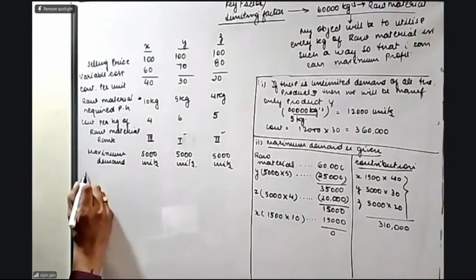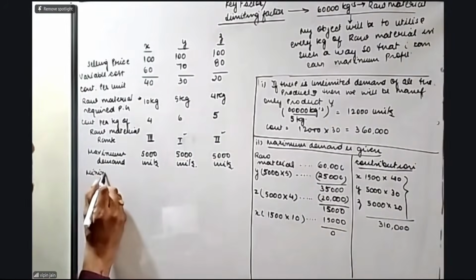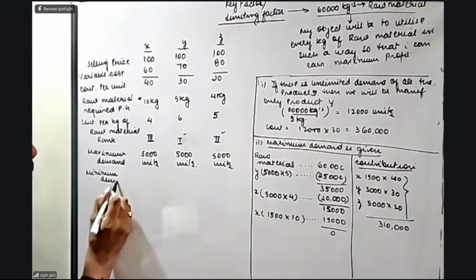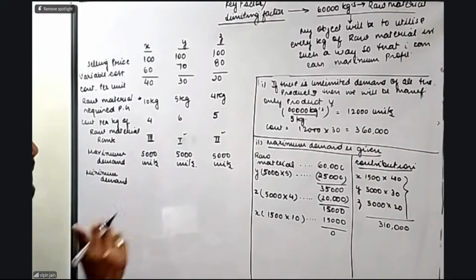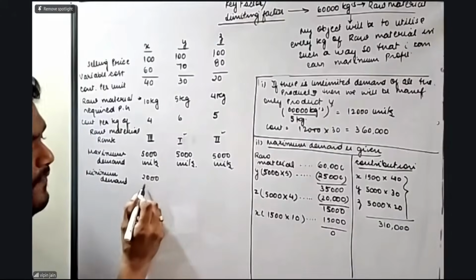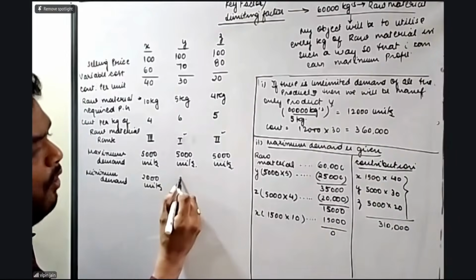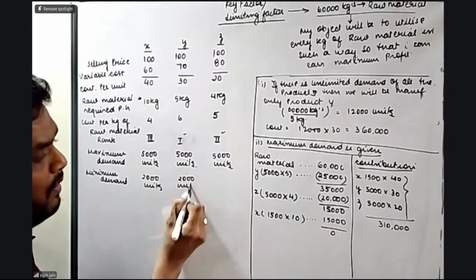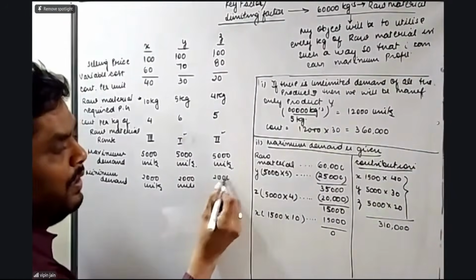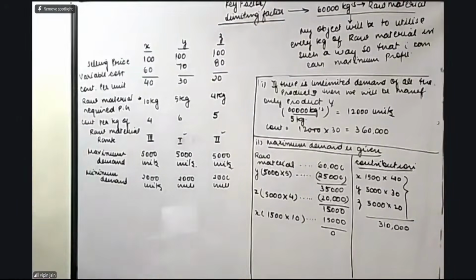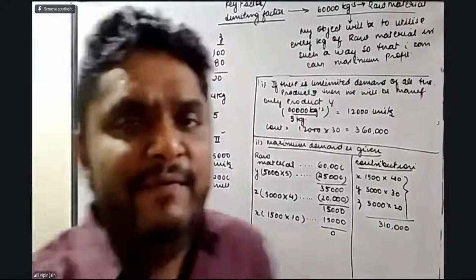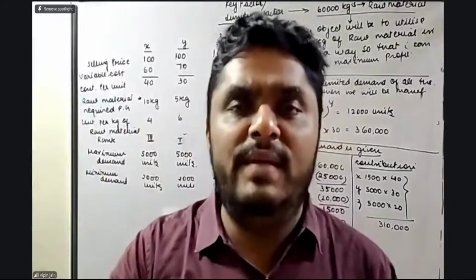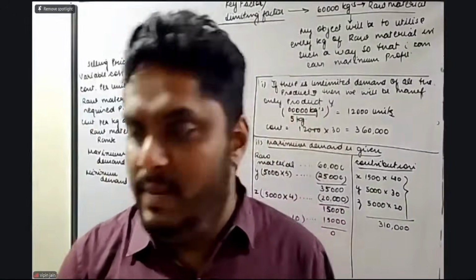Now, let's say one more situation wherein minimum demand is given. That is, we have to manufacture 2,000 units of a particular product. This is the constraint given in the question: the maximum demand is 5,000, however, there is a minimum demand also of 2,000 units. It means for every product, we have to manufacture a minimum of 2,000 units to sustain in the market.